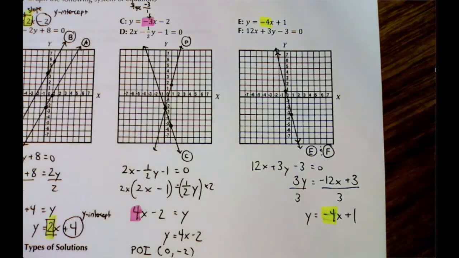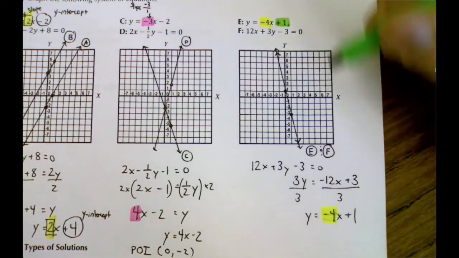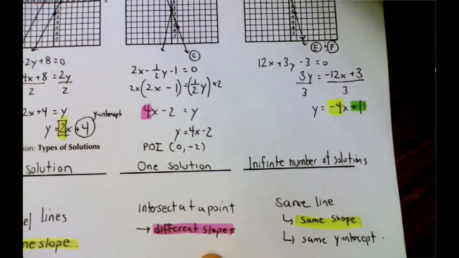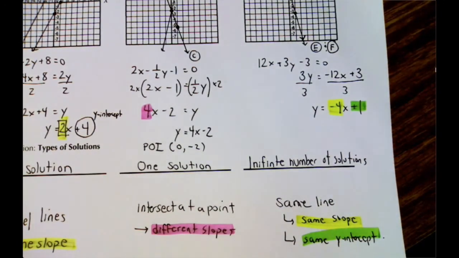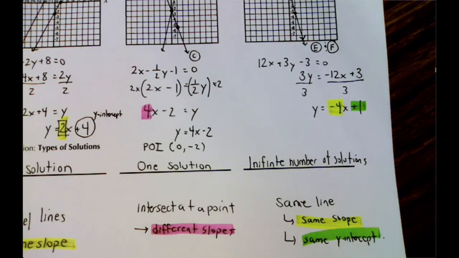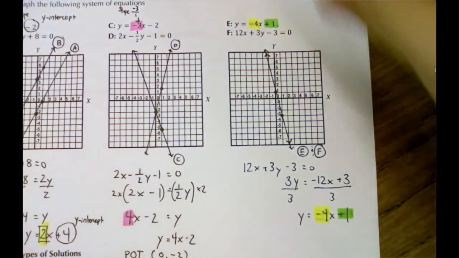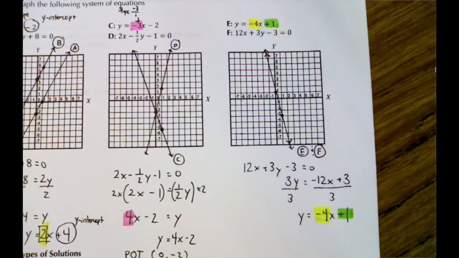Do we have the same y-intercept? Well, plus 1, plus 1. We have the same slope, same y-intercept. So that means we have the same line, and that means we have an infinite number of solutions. So everywhere on that graph that the line exists, they cross because they're the same. They're on top of each other. They're called coincident. And that's actually it for our first lesson.